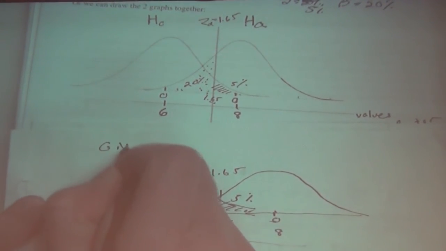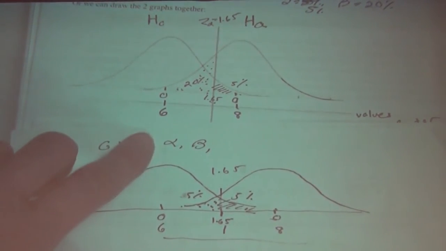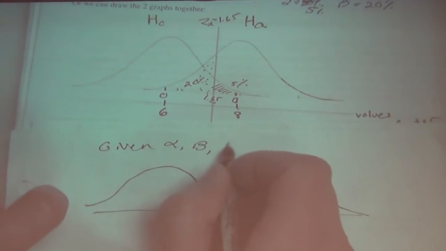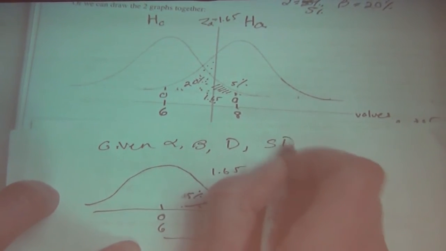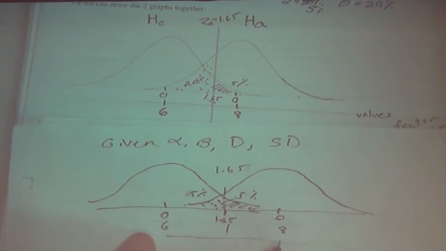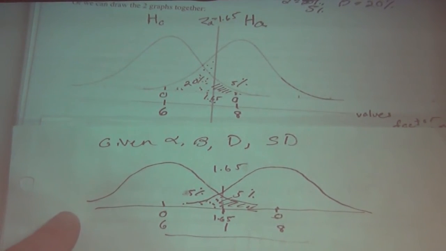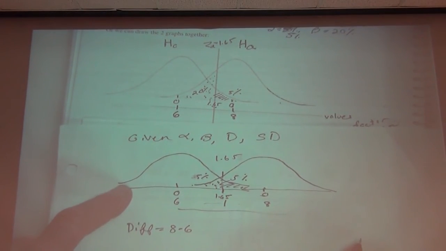You're given, and this is how it usually is, your alpha, your beta, 5%, 5%, your difference, that's what you're given, or you set that. And one other thing, your SD. Okay? And all you're trying to figure out is your sample size. So, you have this as your difference. Your difference is equal to 8 minus 6. Right? That difference too. Now, in terms of z-scores, what is it?